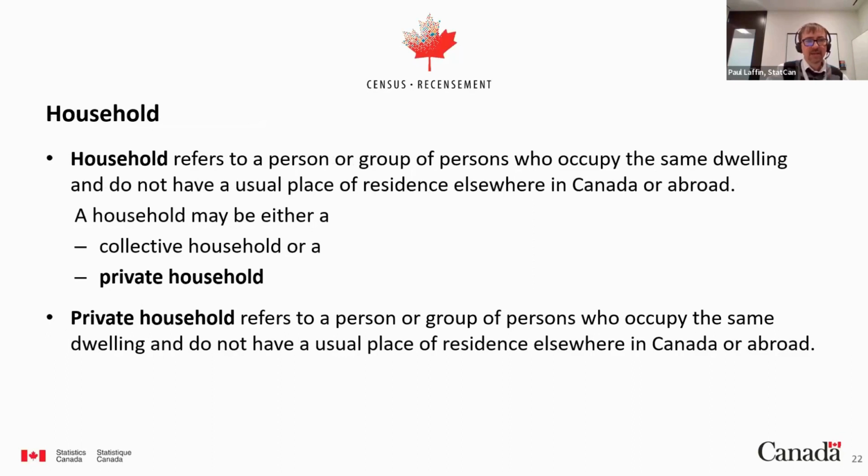And now we're not talking about the structure anymore, but rather the composition of the structure. So we're talking about households. So this refers to a person or group of persons who occupy the same dwelling and do not have a usual place of residence elsewhere in Canada or abroad. So a household may be either a collective household, such as a long-term care facility, and other types of institutional dwellings, or it can be a private household, where most people residing in Canada are part of a private household, and that refers to a person or group of persons who occupy the same dwelling and do not have a usual place of residence elsewhere in Canada.